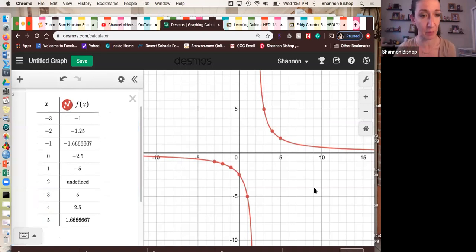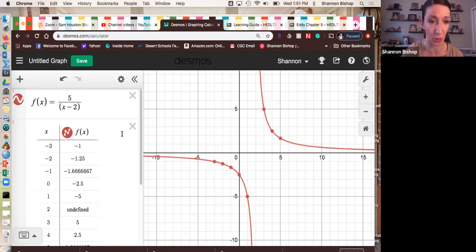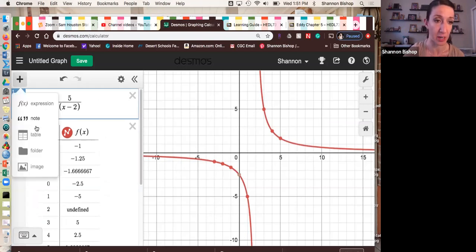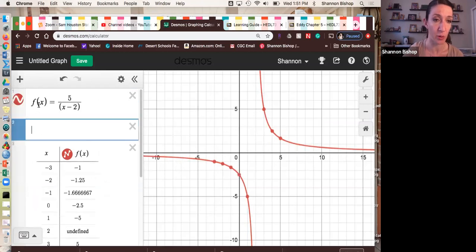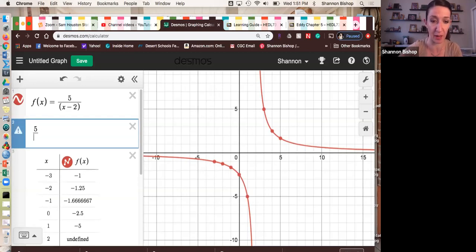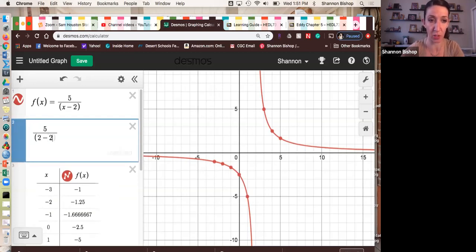But we can't plug in 2. Well, why can't we plug in 2? Let's ask ourselves this. I'm going to add just a new expression here. What would happen if we did plug in 2? It would say 5 divided by 2 minus 2. Now notice that does say undefined, so it's not possible. But why is it not possible? So think about this. What is 2 minus 2?